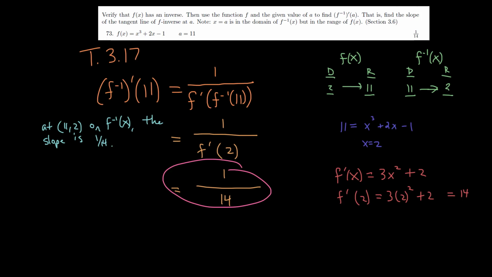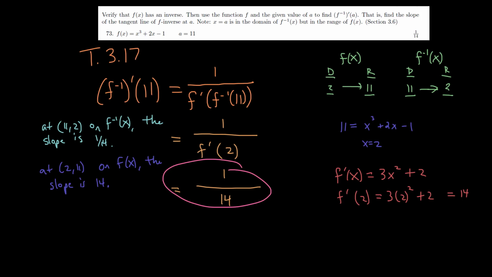Okay, the other side to that coin is that at 2, 11 on f of x, the slope is 14. That is, when you look at the corresponding point, if you transpose the x and y values, then you can flip the slope. That is, just take the reciprocal. Not negative or anything, just take the reciprocal, and that's how this relationship plays out. Let's verify that with a picture.